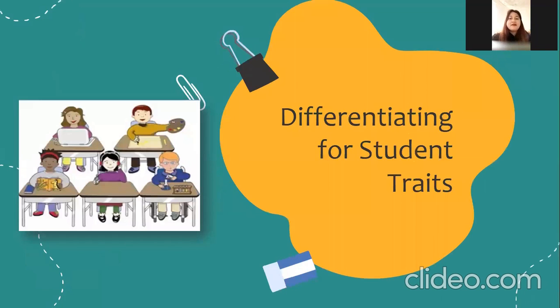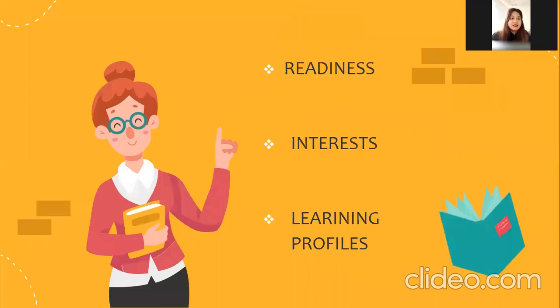And here we have the different type of differentiated instruction, which is differentiating for student traits. Students connect better in their learning when their readiness level, interests, and/or learning profiles have been respected and valued. Well, about readiness, this can be differentiated by creating tasks with different levels of difficulty. For example, making a test more or less hard depending on the ability of the students.